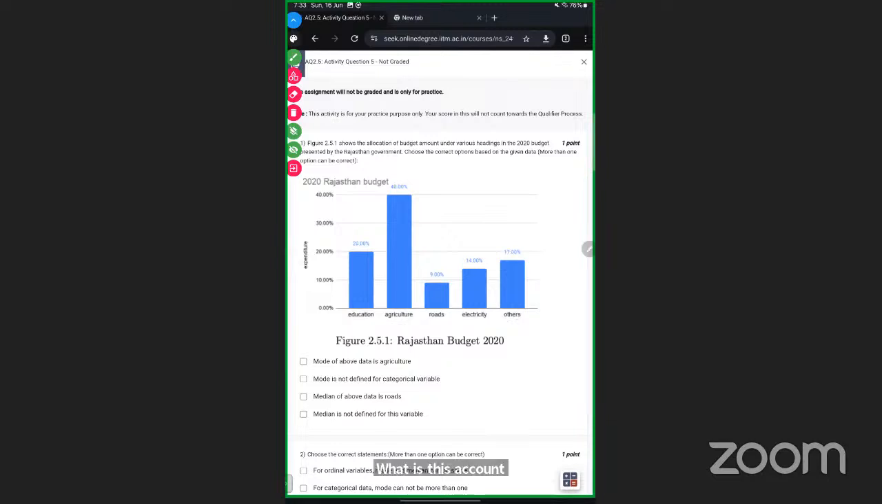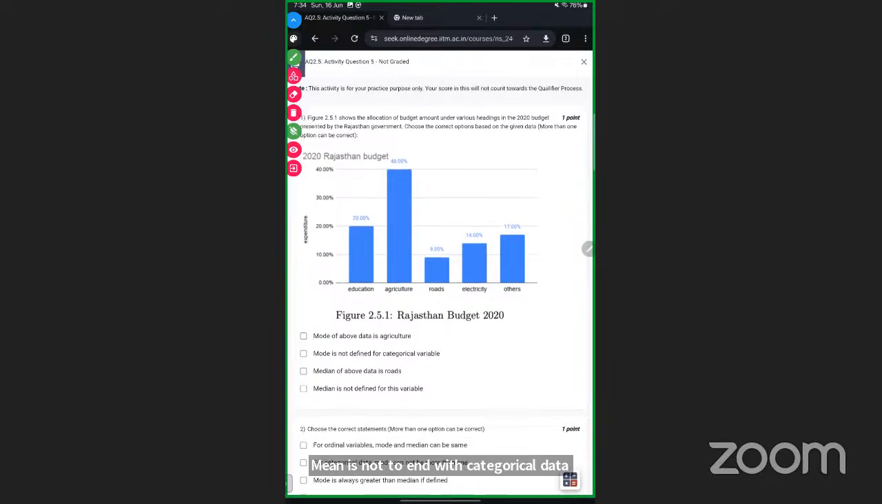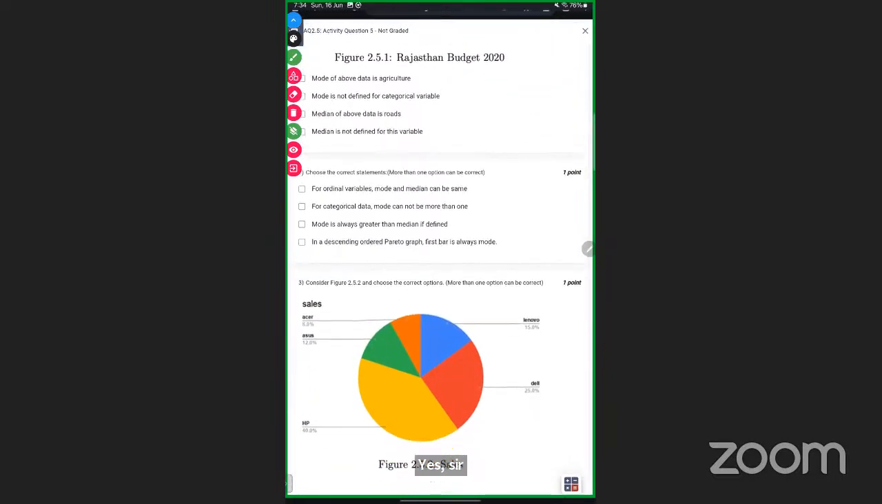Yes. Okay, sir, mean is not defined for categorical data. Yes, sir, because we cannot do mathematical operations on that. Mean is defined for numerical data. Yes. Okay.